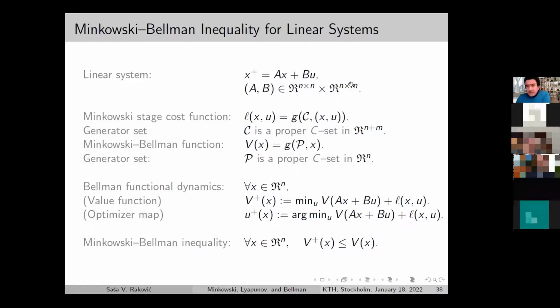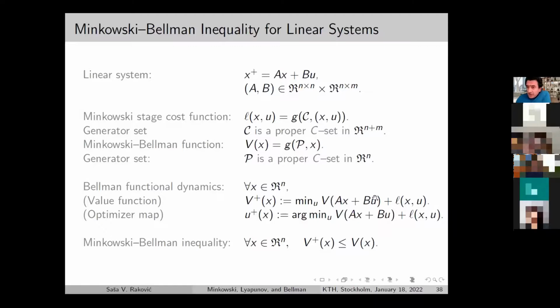Okay, so the problem is the same. We look at the linear control system. Now, we're going to work with the Minkowski gauge function of C, x, u. C is a proper C-set in R^n, and I'm now doing the mixed one. Actually, I'm wondering whether there is a Minkowski-Bellman function. That is, can I solve this functional equation in the space of Minkowski functions? So if I take the objective function to be a Minkowski function, will the value function be a Minkowski function? And what will be its optimizer? That's essentially the problem you need to address.